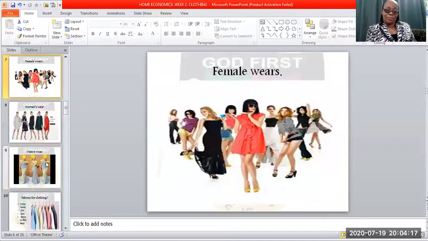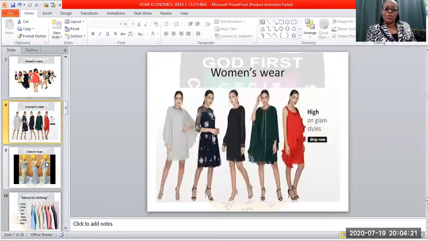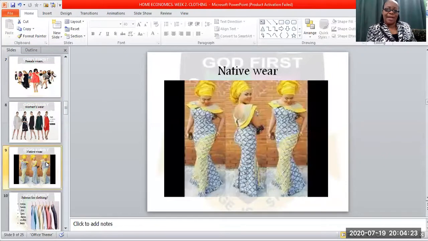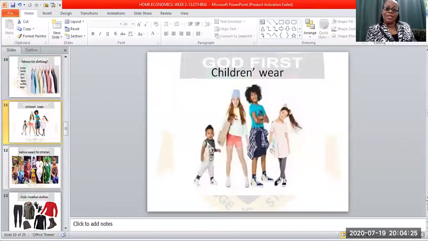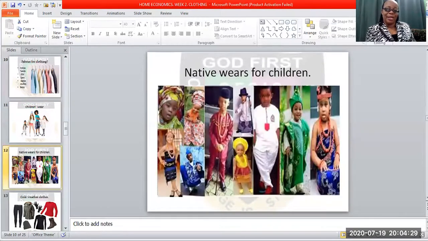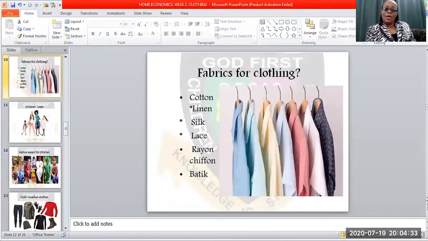Children also wear clothes. Are we together? Yes, your clothes can be English, your clothes can be native. Children wear clothes, everybody wears clothes. Then we said that fabrics are the materials with which our clothes are made.